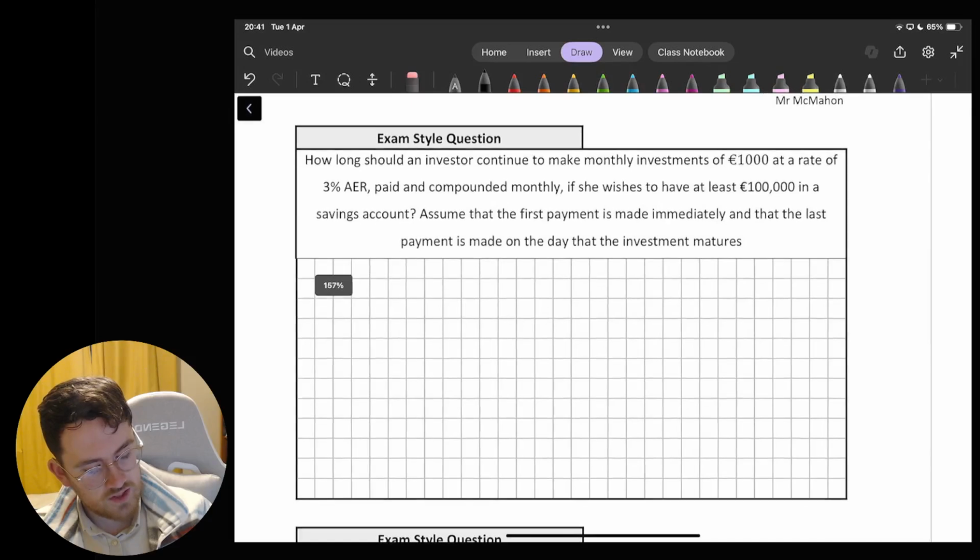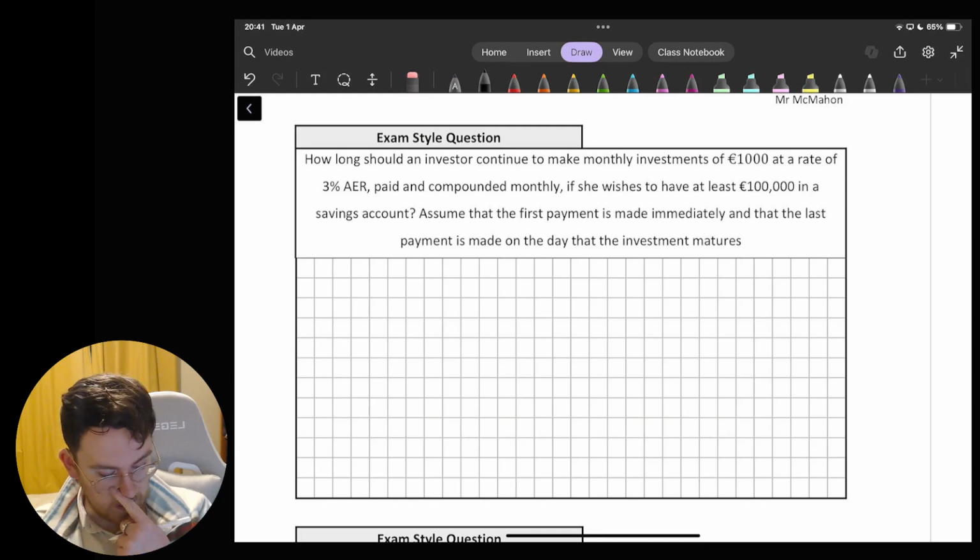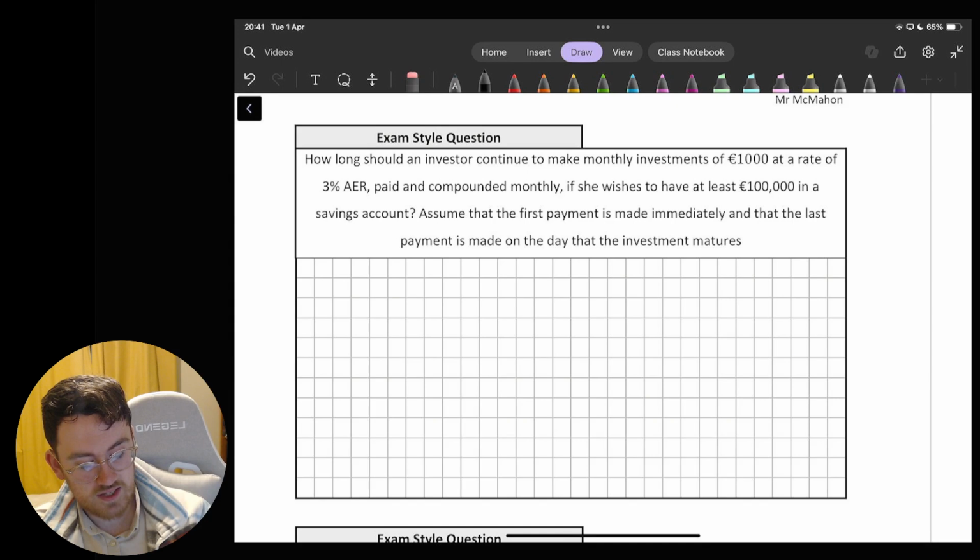So how long should an investor continue to make monthly investments of 1,000 at a rate of 3% paid and compounded monthly if she wishes to have at least 100,000 in a savings account? Assume the first payment is made immediately and the last payment is made on the day that the investment matures. Okay, so we have a bit to work with here.